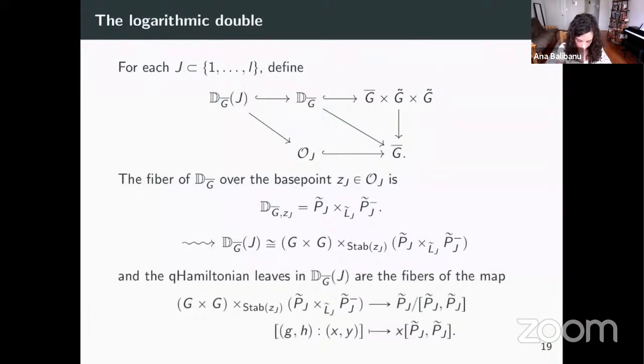And then there's an analogous statement for the quasi-Hamiltonian leaves, which are just parametrized, in this case by tori, by taking this canonical quotient. So now this is a product of copies of C star, and there are as many as the cardinality of the set J.